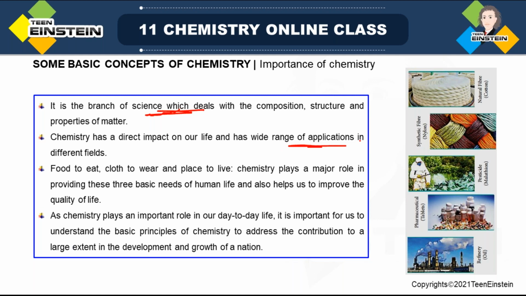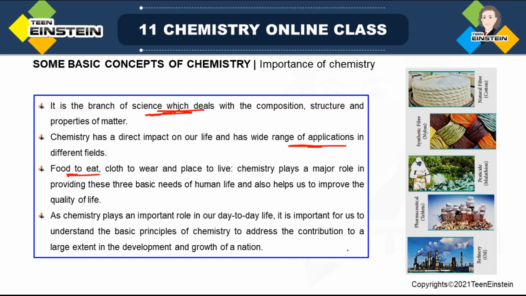Now, if we consider basic things for day-to-day living, that is food to eat, clothes to wear, and places to live. So these are the basic requirements, fine. Not just these three, chemistry plays a major role also in other human life fields, right? Not just these three basic needs of human life, but also to improve quality of life in some other aspects, fine.